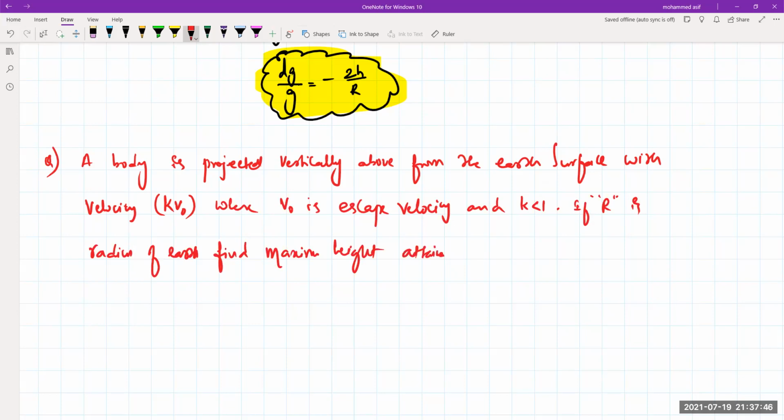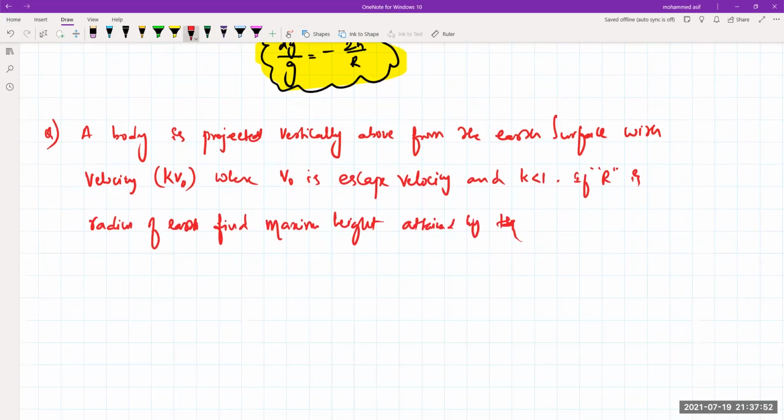the maximum height attained by the body above earth surface. So first try to understand the question, what exactly is given for me and what is the basic knowledge which has been coming in your mind to do such type of problems. Your body is being projected vertically above from the earth surface with a velocity of k times of v naught, where v naught is escape velocity, and the value of k is lesser than 1. So if R is the radius of the earth, find the maximum height attained by the body above your earth surface.